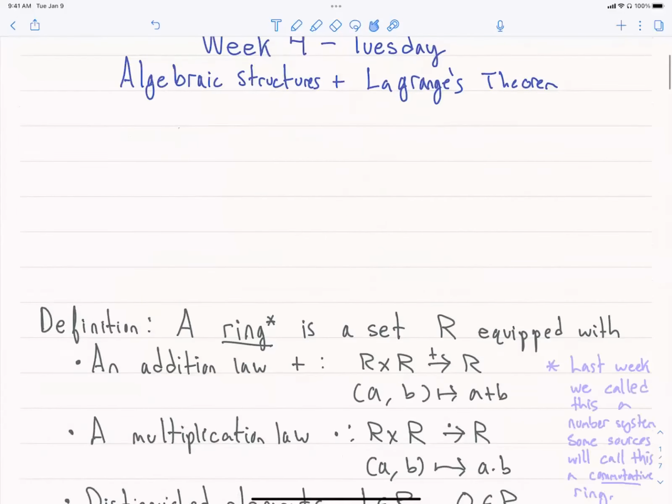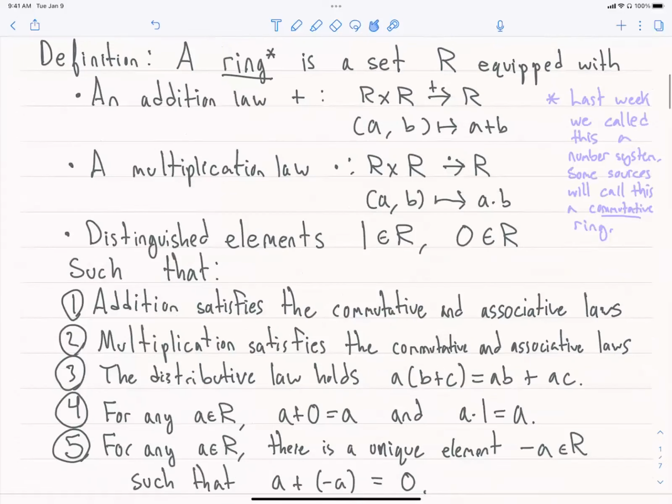So I'm going to start with a big, long definition. And okay, it takes up the entire screen, so that looks pretty intimidating. This is the definition of a ring. We'll go over it. But I just want to say this is just what we were calling a number system last week. Last week I gave a short version of the definition. Now I just want to expand out exactly what is meant by that definition and be a little bit more precise. But this is just what we called a number system last week. So a ring is the technical term though.